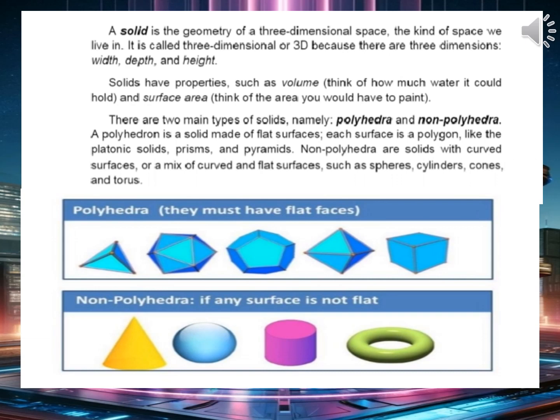There are two main types of solids, namely polyhedra and non-polyhedra. A polyhedron is a solid made of flat surfaces. Each surface is a polygon, like a platonic solid, prism, and pyramids. Non-polyhedra are solids with a curved surface or a mixed curved and flat surface, such as spheres, cylinders, cones, and torus.